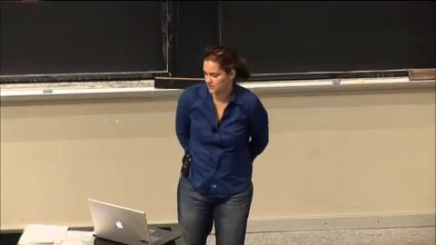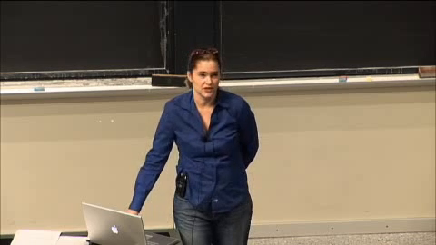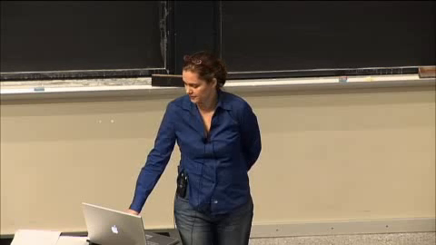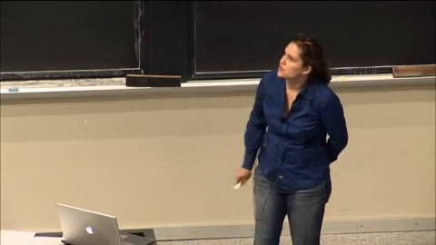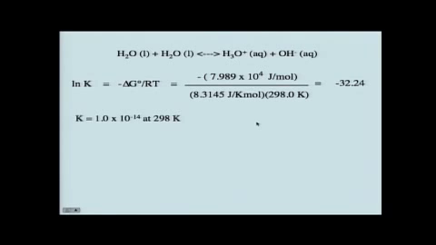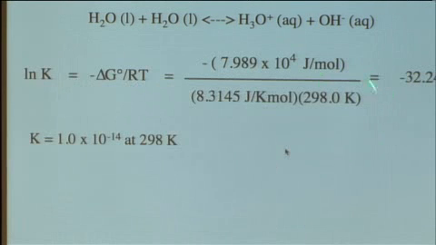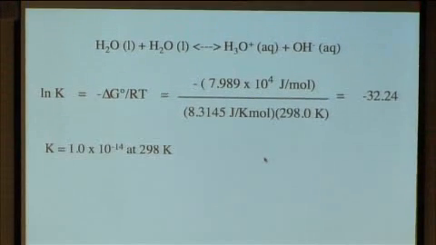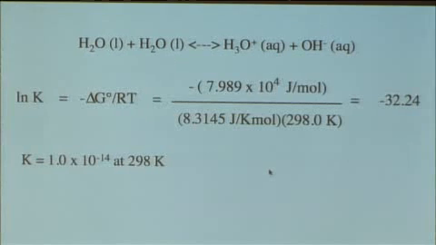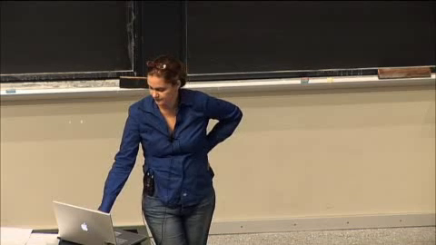We would expect it to be small. And you probably already knew that there's a lot of H2O in a glass of water. So again, from that perspective, we'd also expect it to be small. So now we can plug those values in. We calculated this delta G. We know the gas constant. We're at room temperature. And so we get a value of K as 1.0 times 10 to the minus 14th at room temperature. And that's a small number.